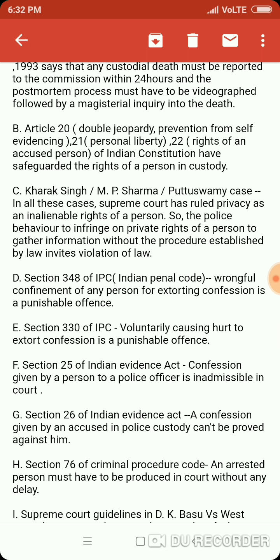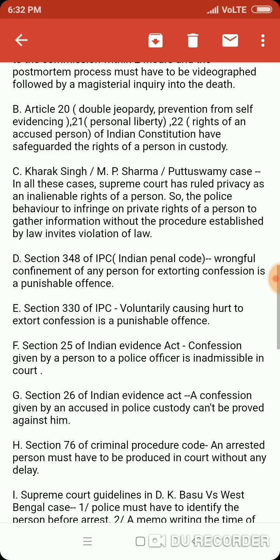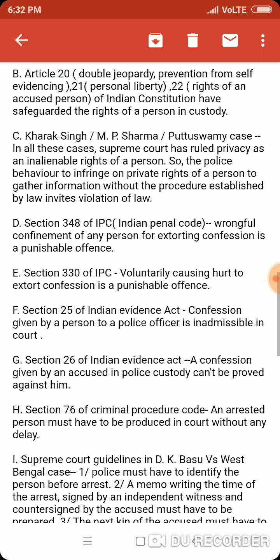As far as the Indian Constitution is concerned, Article 20, Article 21, and Article 22 are related to the protection of a person in police custody. Try to find out what those articles are. You can also copy the whole note from our website or from our Facebook page, as I mentioned in the initial phase of the lecture.